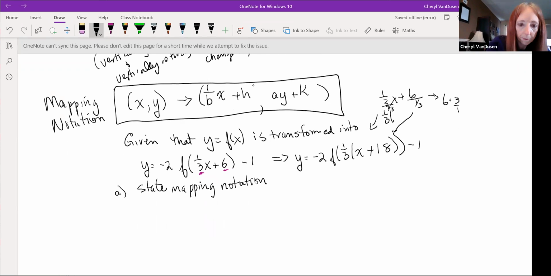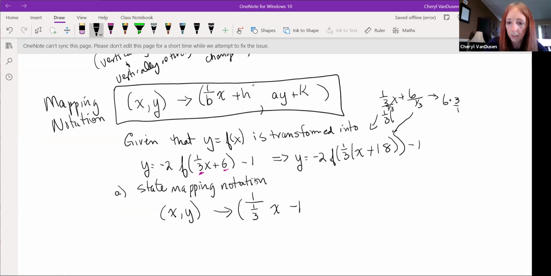Okay, so the mapping notation is xy moves to, and again, just follow what's in that box up above. So it's going to be 1/b, so 1/(1/3). Let's write it that way and then we'll simplify. 1/(1/3) x. Change the sign on the h, so -18, and then everything on the y is totally normal. So -2y minus 1, so nothing weird there.